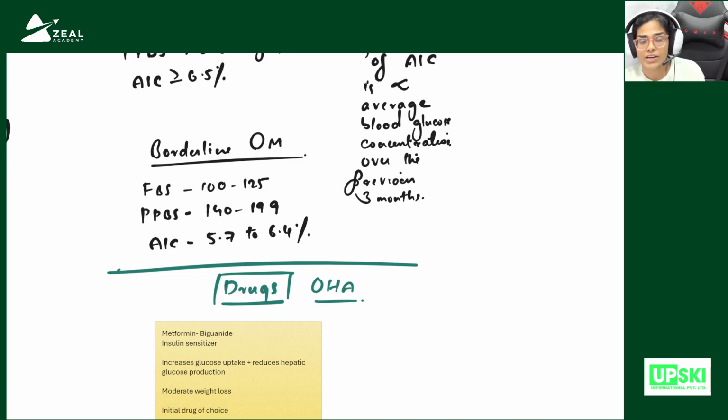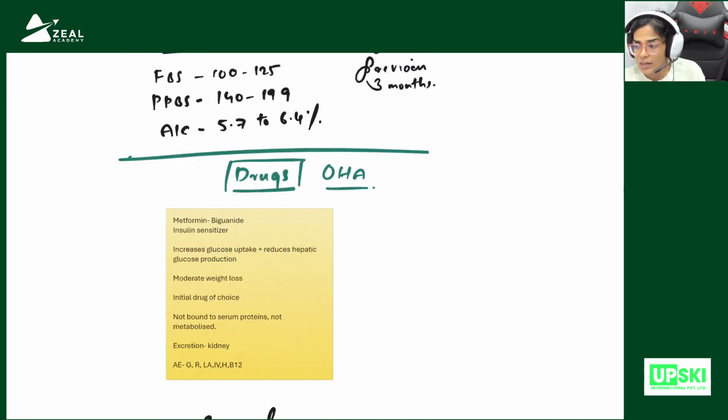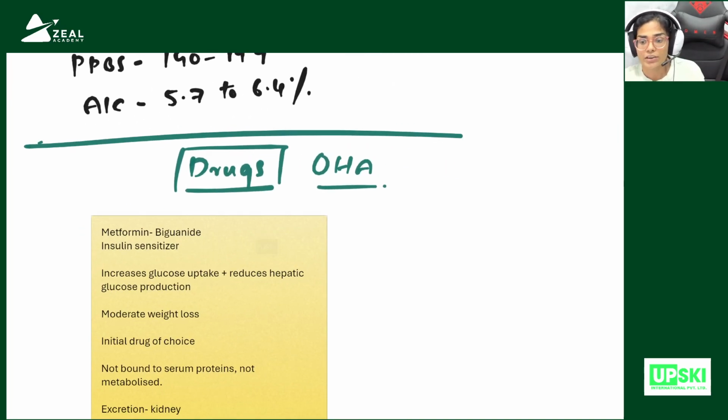Fasting blood glucose here is 100 to 125 mg per dl. PPBS 140 to 199 mg per dl, A1C 5.7 to 6.4 percent. Now we're going to directly see the drugs. Today we're going to deal with OHAs only, oral hypoglycemic agents.